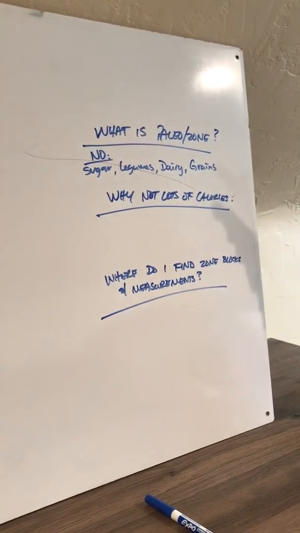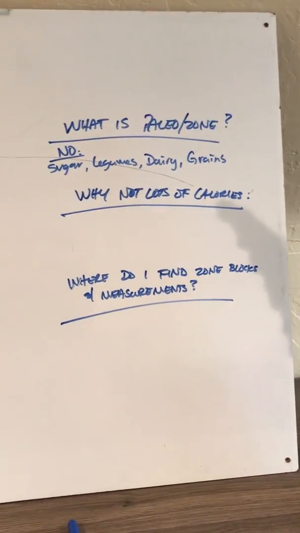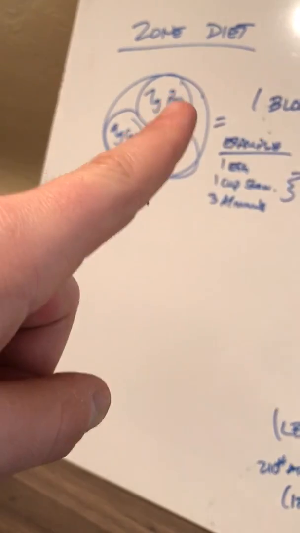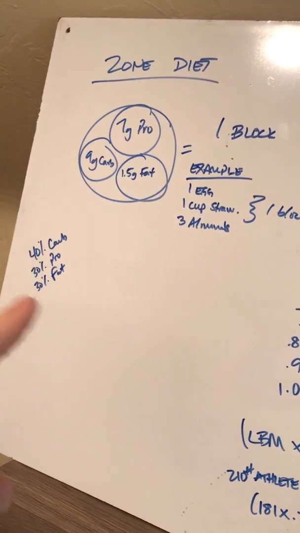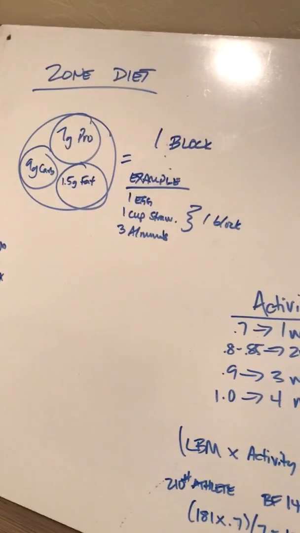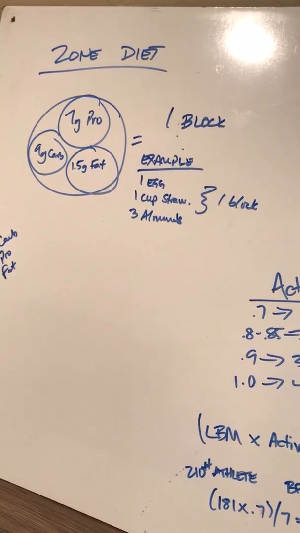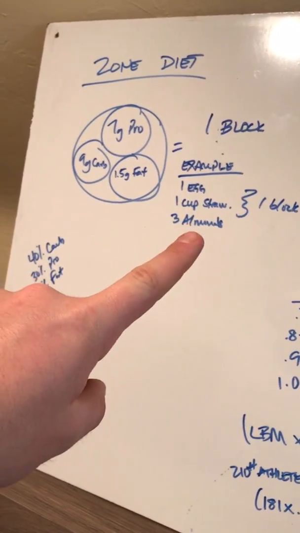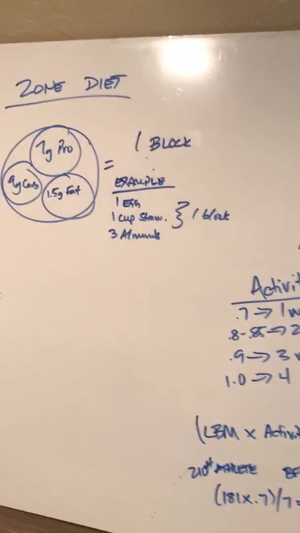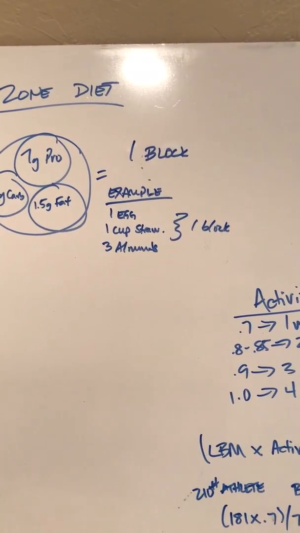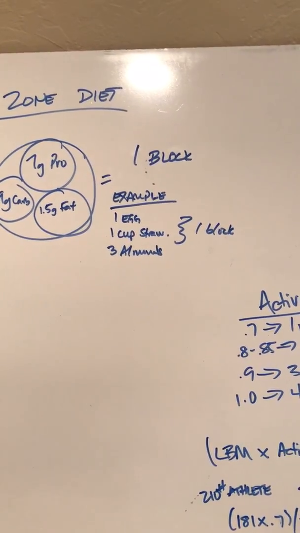What is paleo zone? Well, paleo, like it says here, is no sugars, legumes, dairy, or grains. That's what paleo is. So a paleo zone meal means it's in the zone format, so it's balanced out like this, right? I got my protein, I got my carbs, and I got my fat. It's a 40-30-30, but it's just in the paleo format, meaning that there's not any grains, legumes, dairy, or sugar in my blocks. So this example right here, this egg, strawberries, and almonds, that would be a paleo zone meal. Why? Because if you look in there, there's no sugar, no legumes, no dairy, and no grains. So perfect. That's my paleo zone meal.